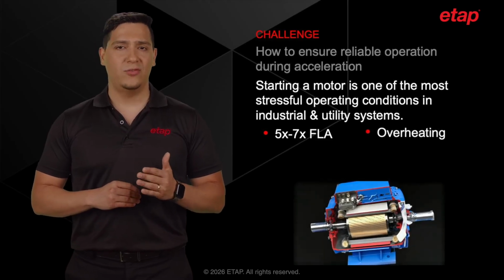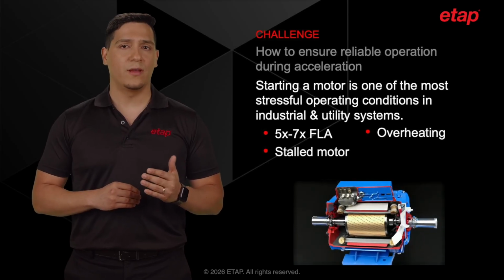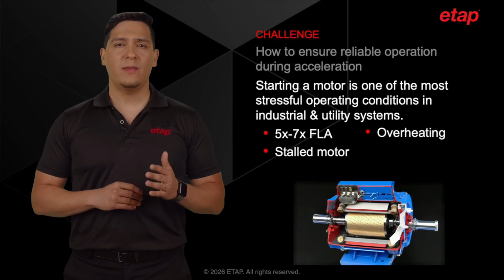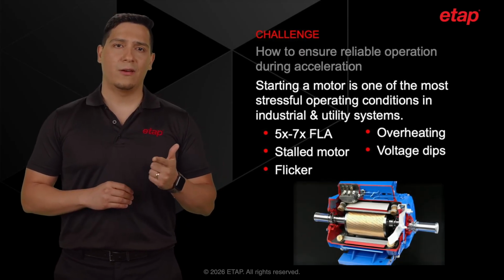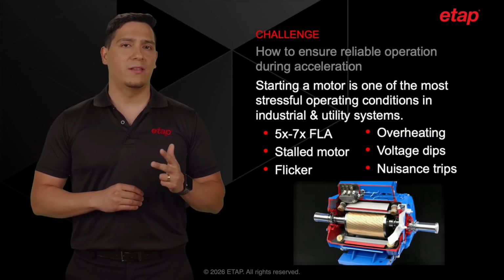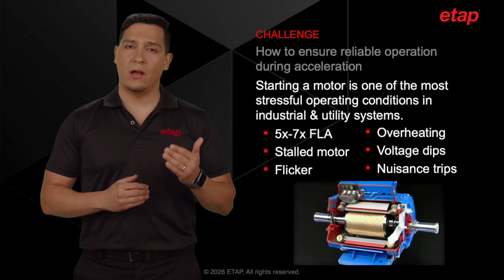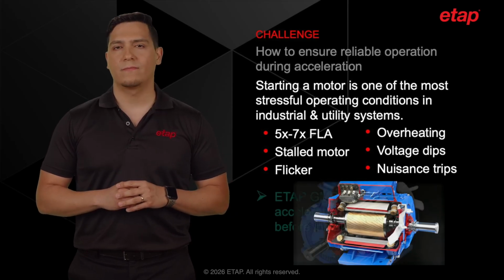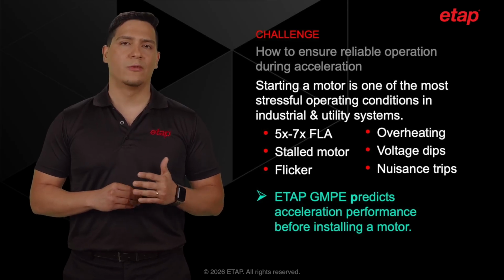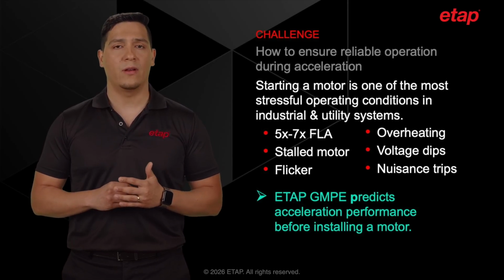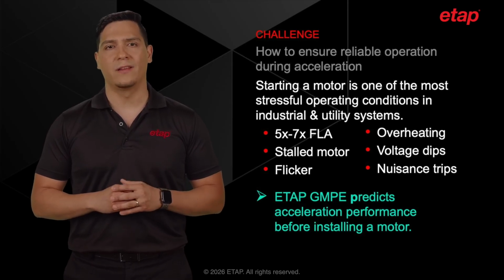If acceleration is too slow, the motor can overheat. If the torque is insufficient at any point, the motor may stall. And in weak power systems, the high starting current can cause voltage dips, flicker, or even unintentionally trip protective devices. So, the ability to predict acceleration performance before installing a motor is a huge advantage. That's exactly what GMP provides: the capability of performing numerous motor acceleration simulations for different what-if operating conditions without having to actually build a model for your entire facility.